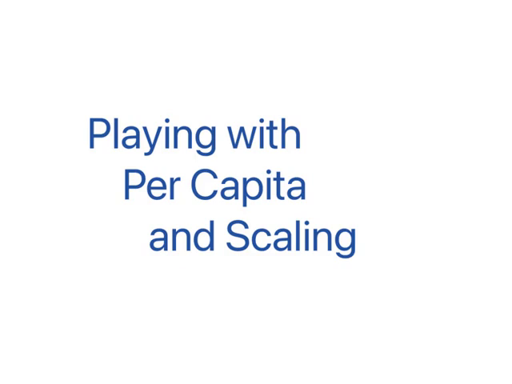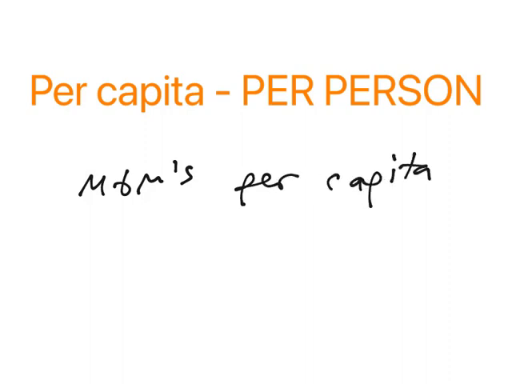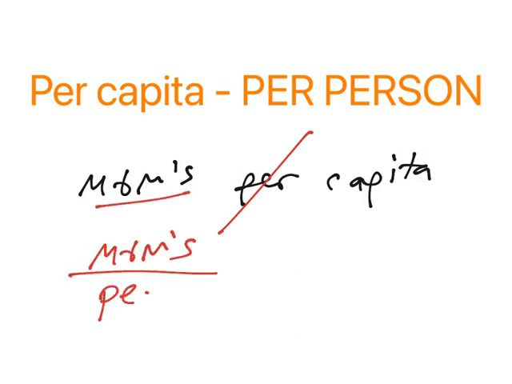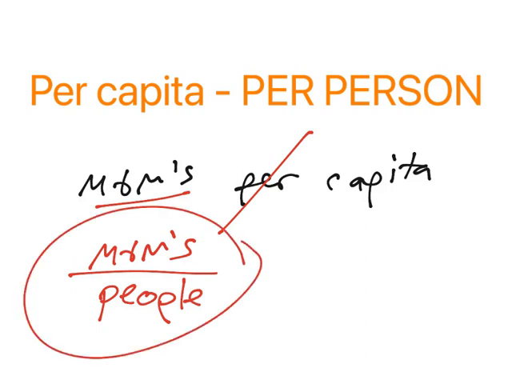Let's talk about playing with per capita and scaling. Just to remind you that per capita means per person. So if we're talking about M&Ms per capita, the goal is to write that as a fraction with per being the fraction bar. Whatever comes first goes on the top, and then people go on the bottom. Always people on the bottom when you're talking about per capita. And then you divide and you go from there.